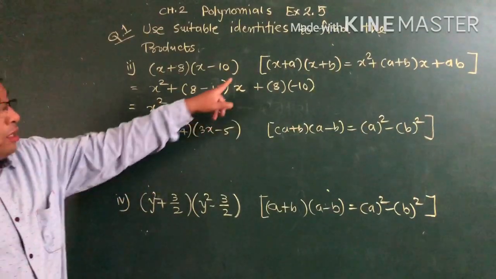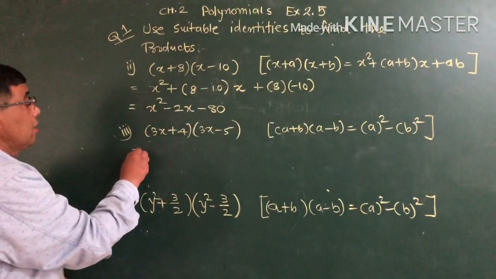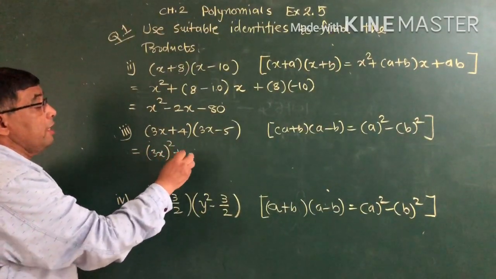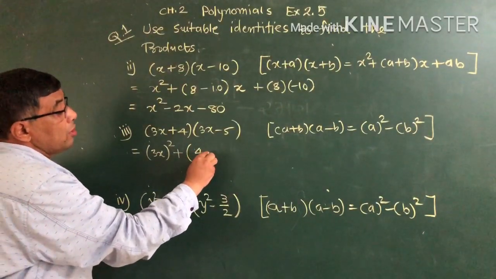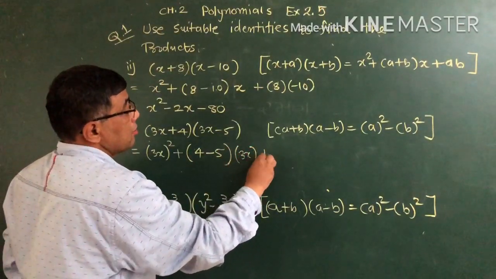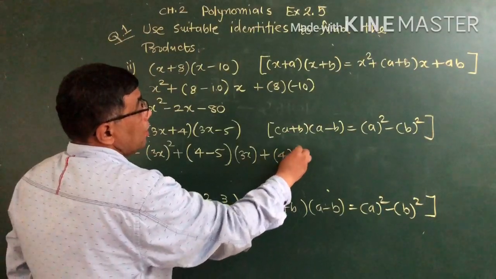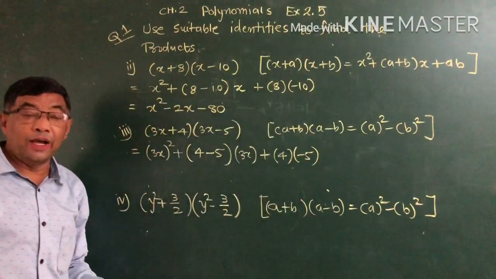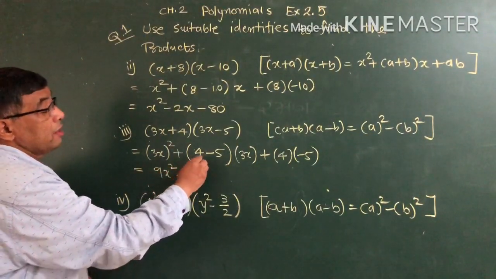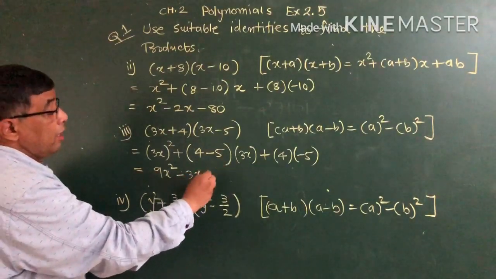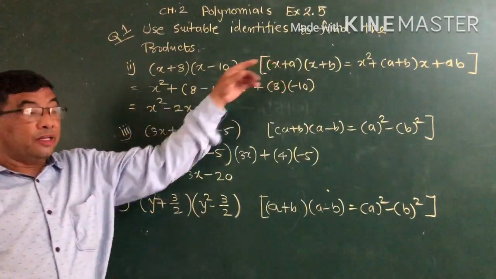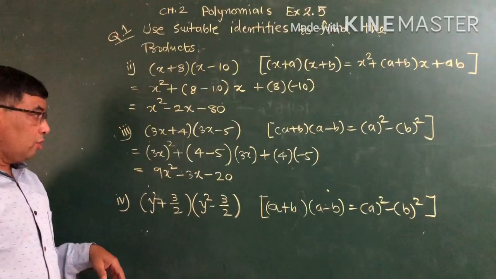The next is (3x + 4)(3x - 5). Here also we use the same identity. First one, that is x square, which is now 3x, so (3x) square, plus a is 4 plus b is minus 5, into x is 3x, which gives us 9x square minus 3x minus 20. This way, using the same identity, we find this answer also.